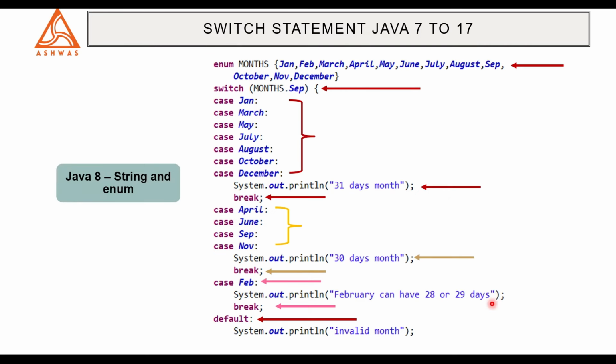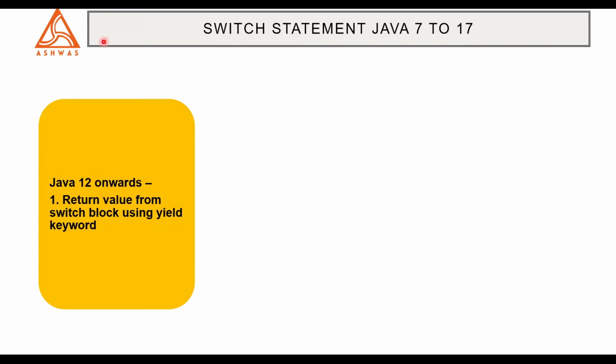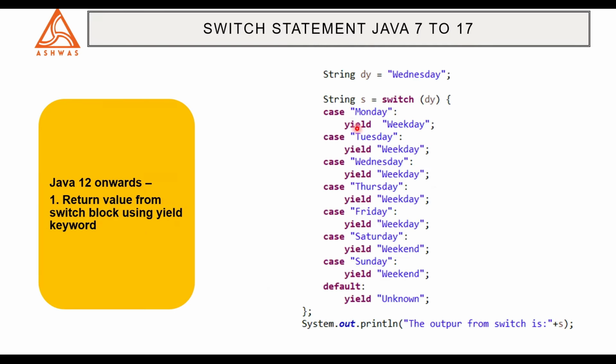Now going ahead, the next bigger change in switch came in Java 12, where the first thing that was allowed is returning a value from the switch block using the yield keyword. Now, this is very, very important. This is exactly the time where the switch statement changed from being a statement and converted itself into an expression. So it was an expression which could return a value.